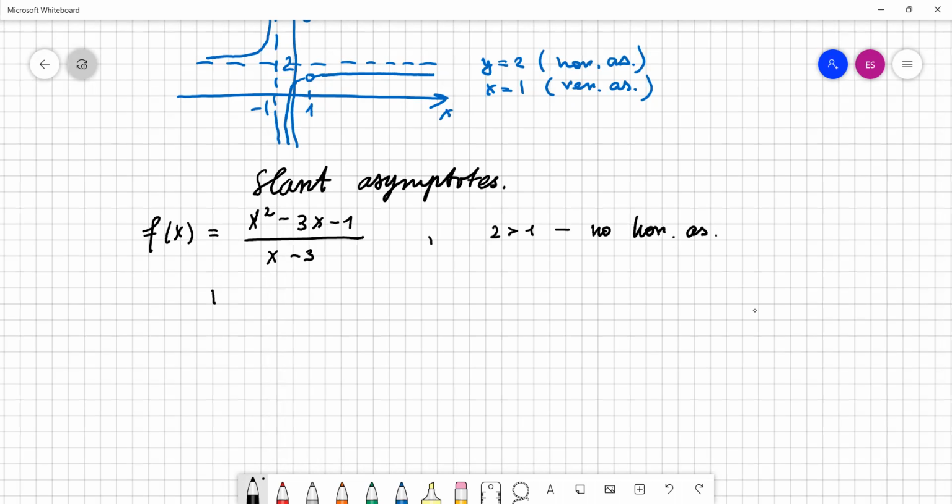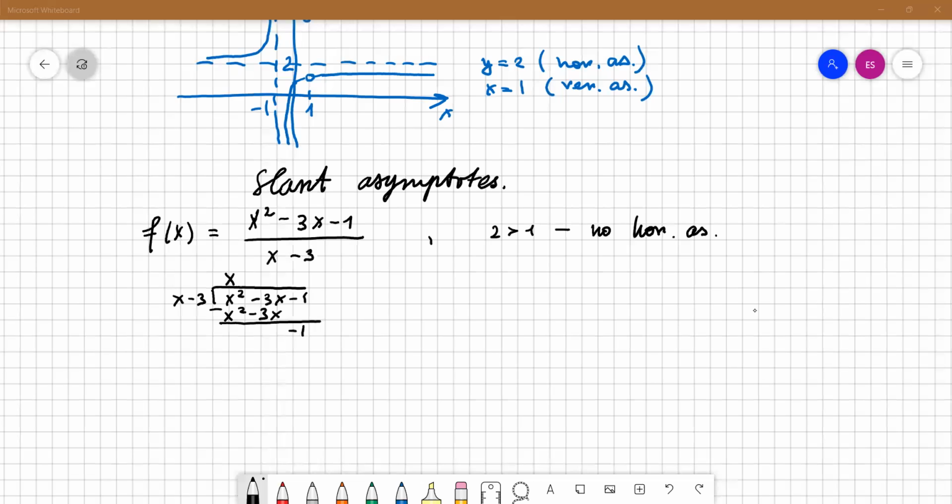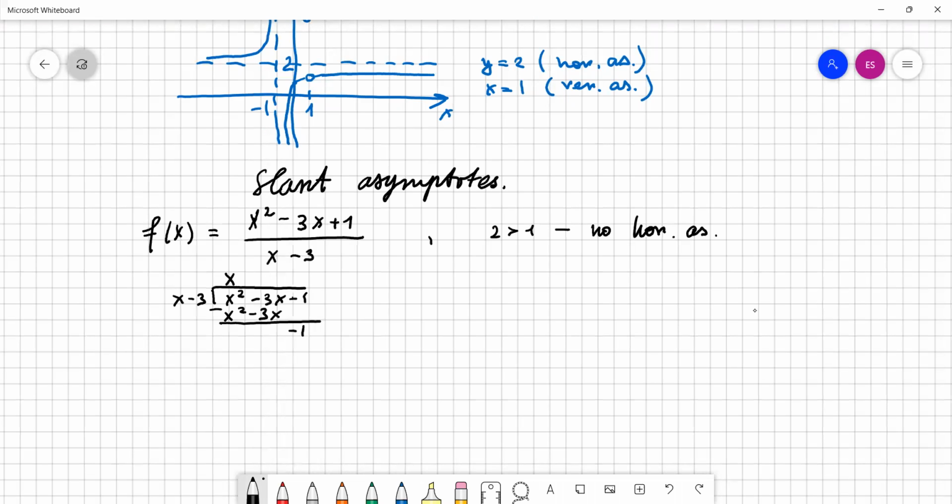But I still want to do division. x squared minus 3x plus 1 divided by x minus 3. So first I multiply by x, getting x squared minus 3x. Then I bring 1 down. Oh, it was plus 1 actually. Sorry, I did not copy it correctly from the book, I guess. So it's plus 1. Well, what I'm going to do, guys, is write down f of x as a result. So I have x plus 1 over x minus 3.